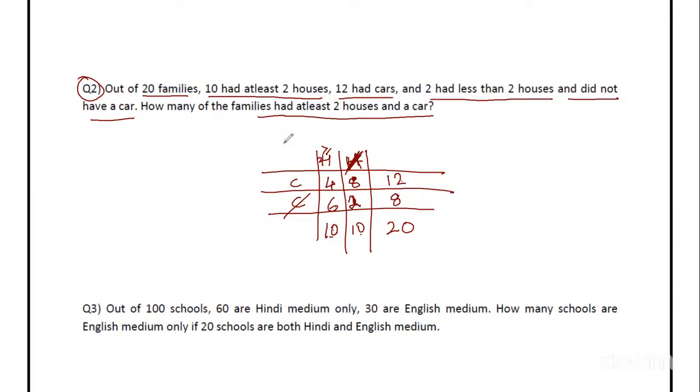So how many of the families had at least two houses and a car? At least two houses and a car, meaning 4 is your answer. Because 4 are the number of families who have a car also and have at least two houses. So you can go through this question again. 4 is my answer. Question 3.